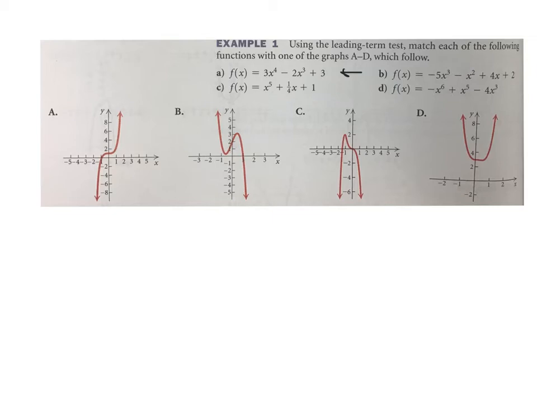A, first of all, the degree is 4. So on A, the degree is 4, and it is positive, which means it's even positive, which means both ends go up. So A has got to be D.